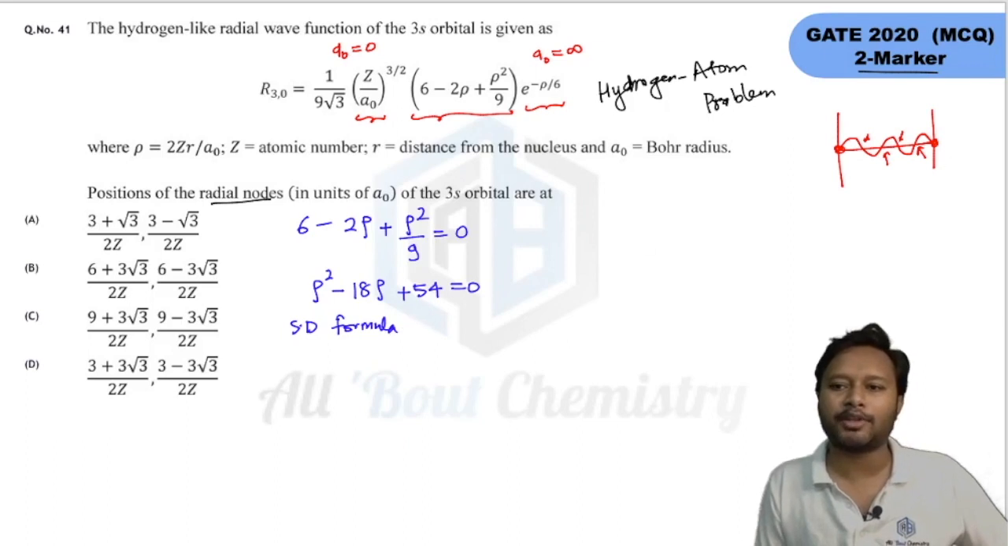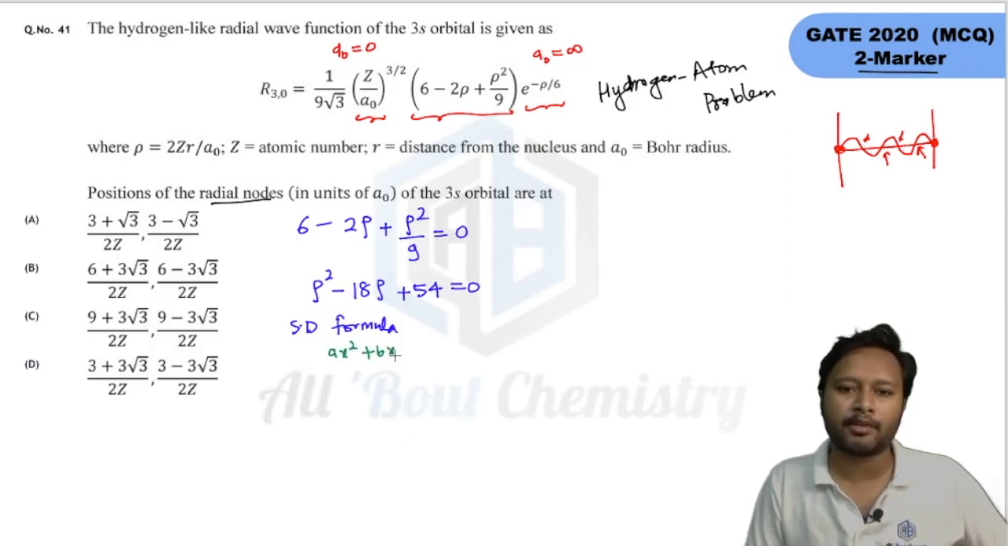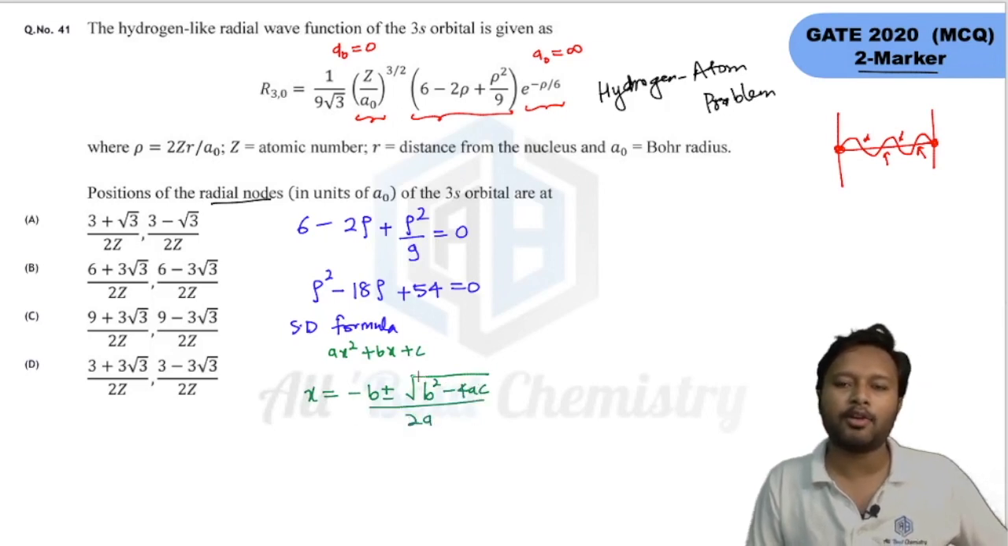Okay, so it's a pretty simple thing. That's why I hope that all of you know about it. The SD formula says that if you have an equation of the form ax square plus bx plus c, then your value of x is given by minus b plus minus under root b square minus 4ac, divided by 2a. This is how we calculate the value of x according to the SD formula.